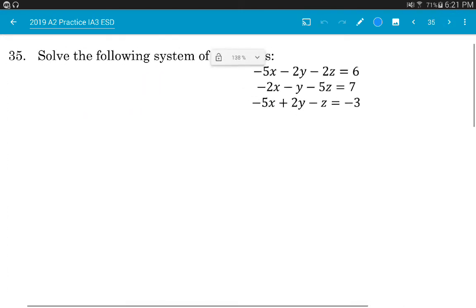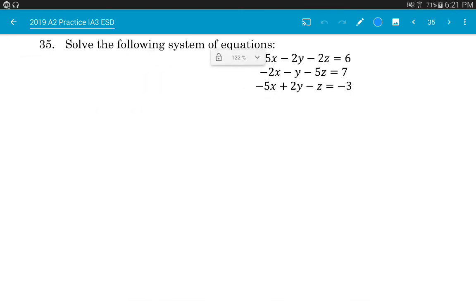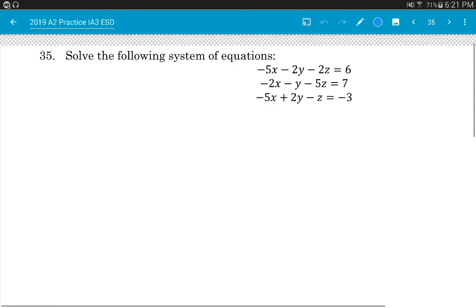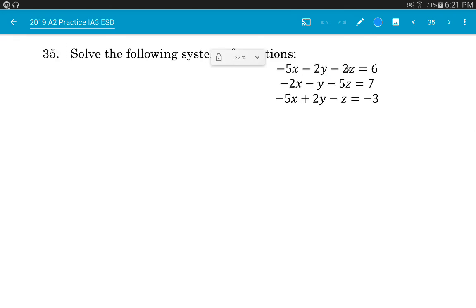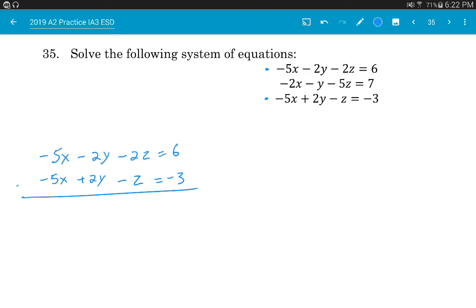35. Solve the following system of equations. Okay. Now, my goal is going to be to get rid of the same letter twice. So here's what I'm going to do. I'm going to take the first and the third equations at first. Negative 5x minus 2y minus 2z equals 6. And negative 5x plus 2y minus z equals negative 3. I'm going to add them up to cancel out the y's.